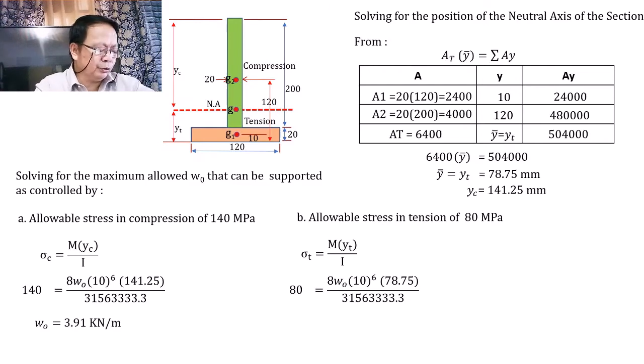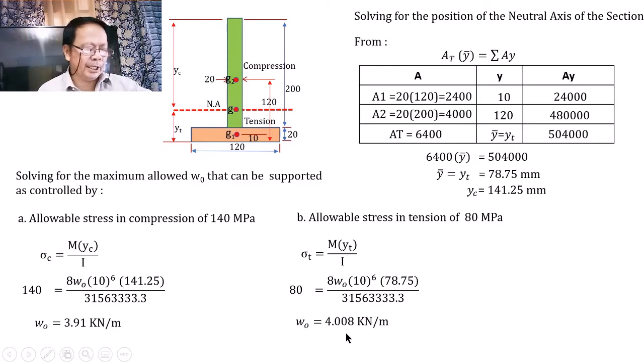Now, if we substitute the allowable stress in tension of 80 megapascal and the value of Y sub T, which is computed to be 78.75, using the same moment and moment of inertia, we shall be able to compute the magnitude of W sub O, and this is being controlled by the allowable stress in tension. That W sub O will be equal to 4.008 kilonewton per meter.